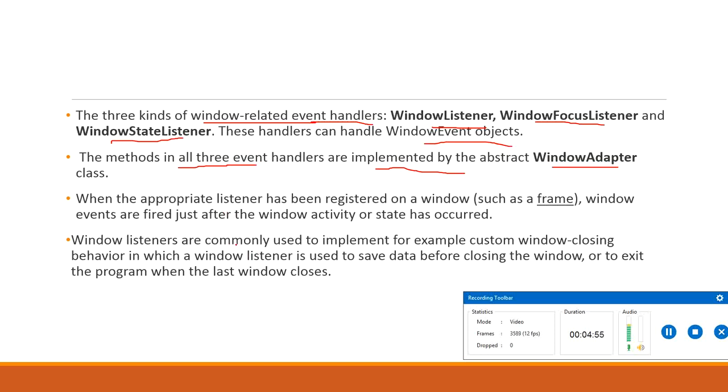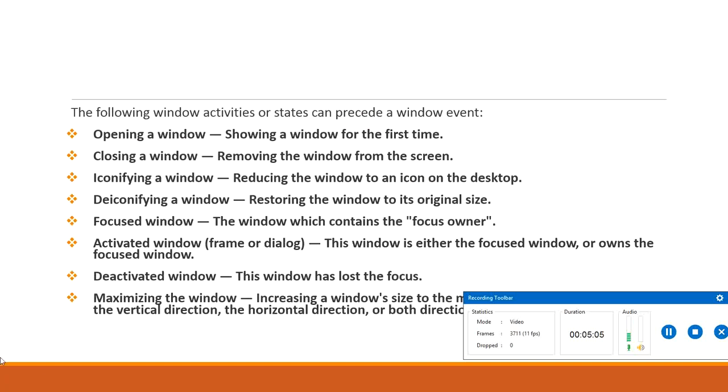Window listeners are commonly used to implement custom window closing behavior, opening behavior, or exiting the program when the last window closes. Now, what are the states or the activities of the window, or we call them window events also. These are as follows: 1, 2, 3, 4, 5, 6, 7, 8. There are 8 methods or 8 events or 8 states of the window.